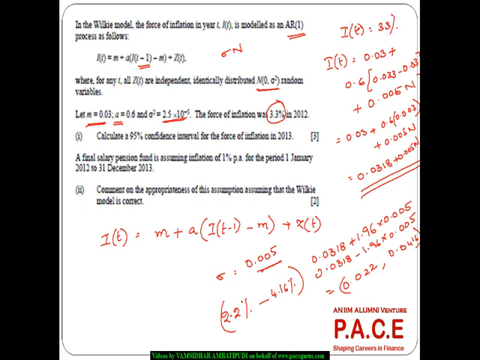At the same time, a final salary pension fund is assuming inflation of 1% for the period of 1st January 2012 to the 31st January 2013. So for this entire period, it has taken inflation of 1%. First of all, for the first period, it was around 3.3%. So the appropriateness of this assumption is directly getting questioned. And for the following period as well, it is between 2.2% and 4.16%. So assuming 1% is very much on the lower side.